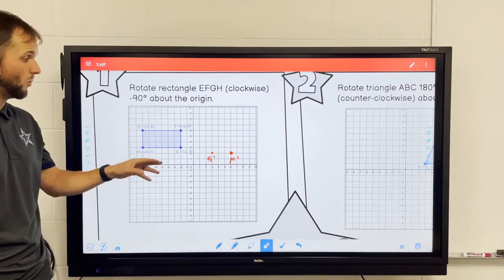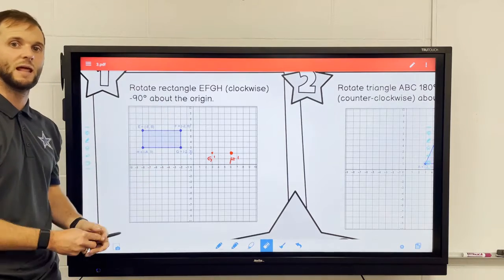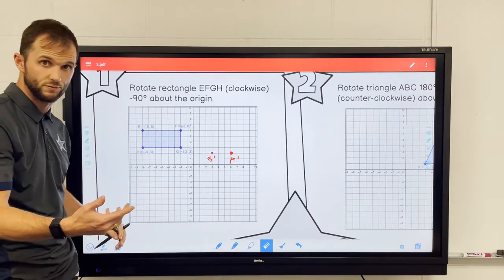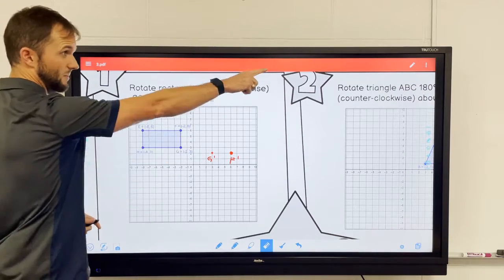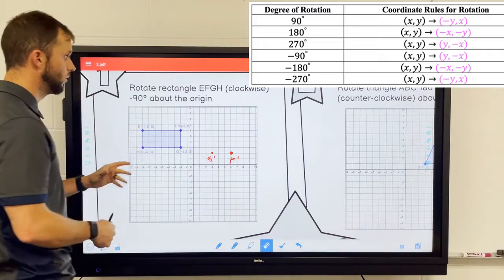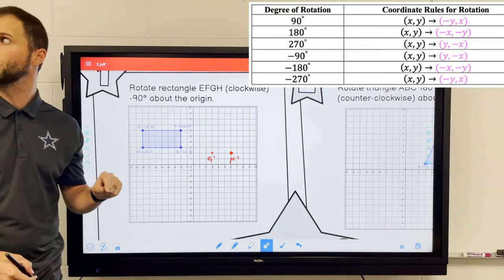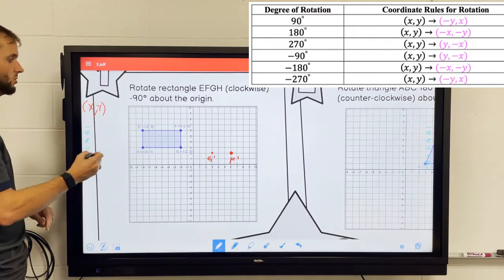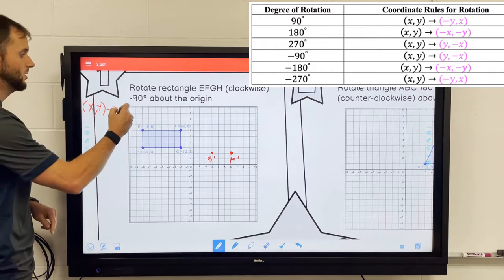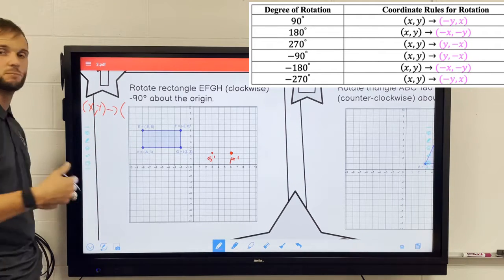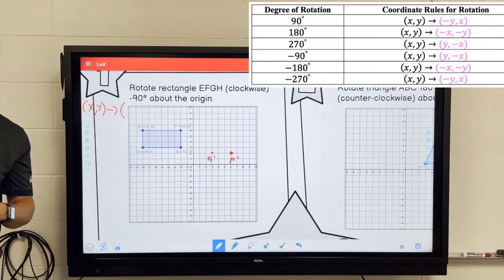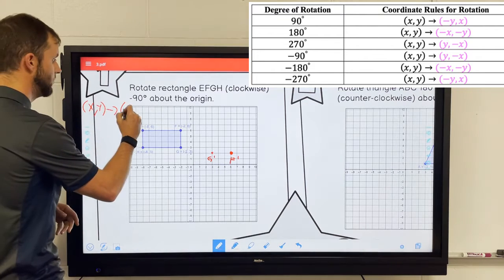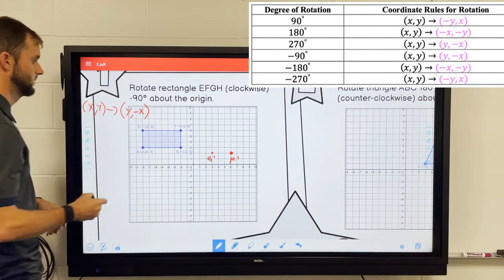Now I did 2 points physically, and I want to show you the rules for doing this. I'm going to stick the rules up in that corner. The rule for rotating -90 degrees is, I take X comma Y, my original coordinate, and I flip it and change the X coordinate. So for -90, it's going to be Y comma -X, okay?